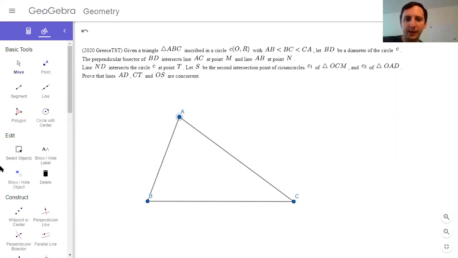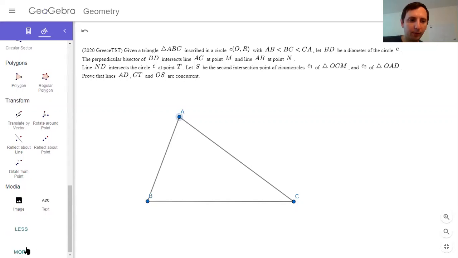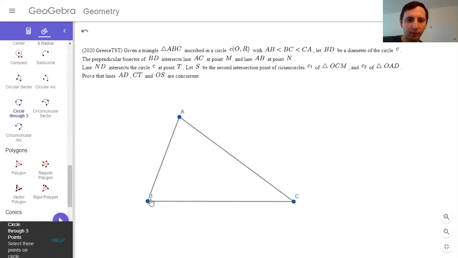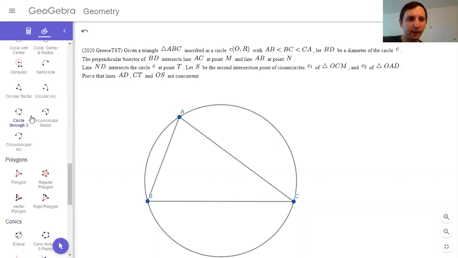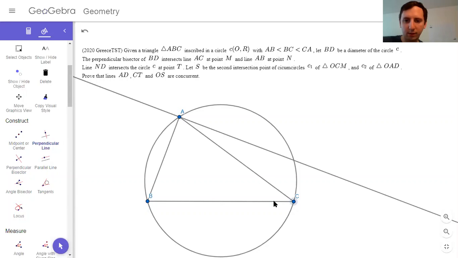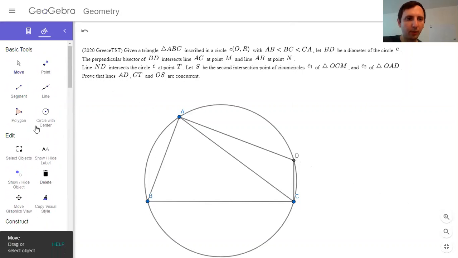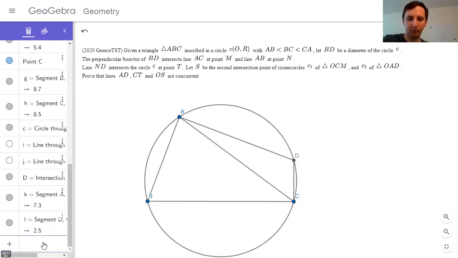Let BD be a diameter. So yeah, I don't know if it would be better with B at the top, but I will just do it like this for now. BD is a diameter, so often I'll do diameters like this. So those are both right angles there. And then the midpoint of OD is the center.